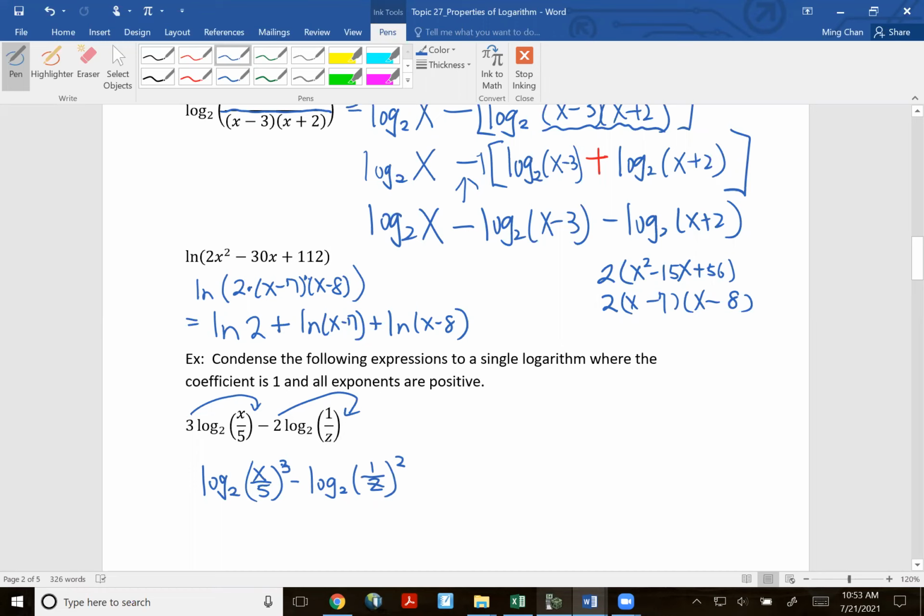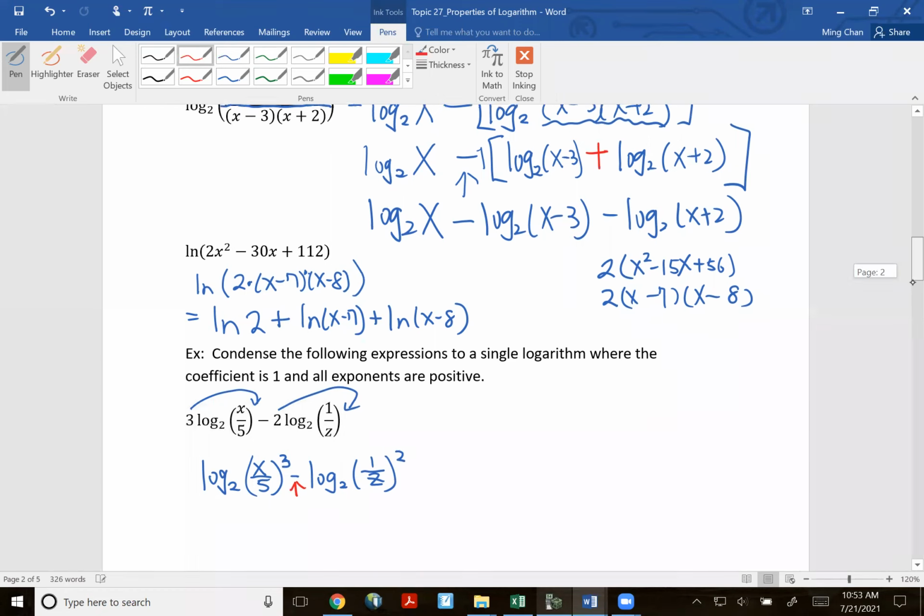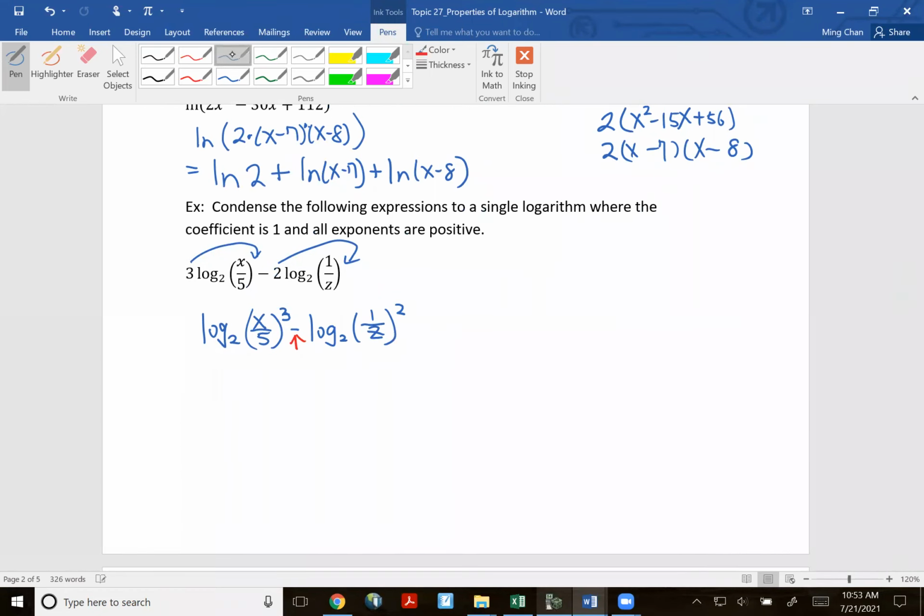All right. Now, with that subtraction sign there, that tells me this will be on the top. 1 over z squared will be in the denominator. So now condense back to a single logarithm. That will be log with the base 2 of x over 5 to the third power over 1 over z, whole thing to the second power.